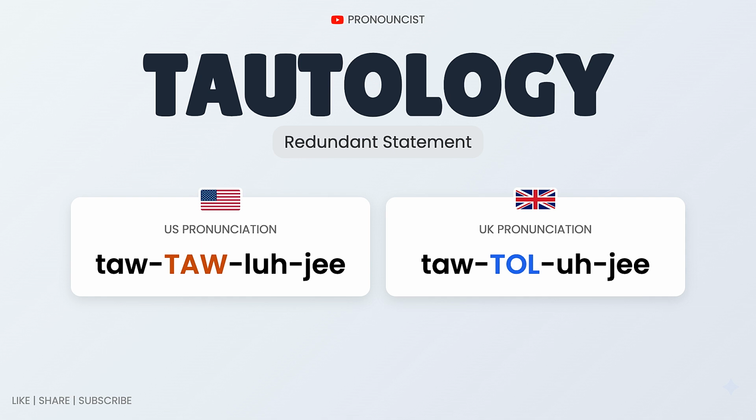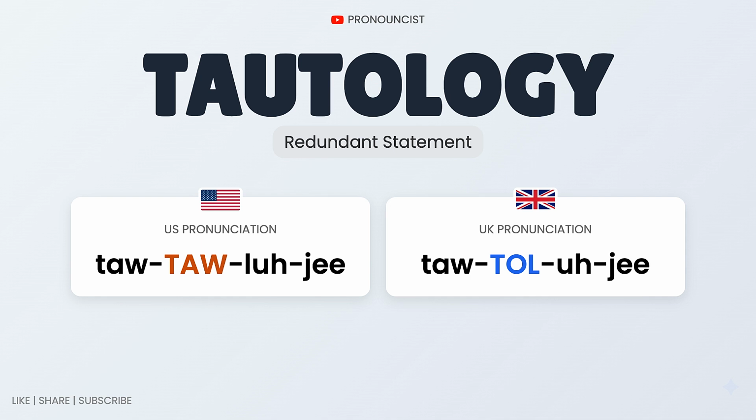Tautology. Now, read the syllables of British pronunciation shown on the screen naturally. Ta. Toll. G. Tautology. Ta. Toll. G. Tautology. U.S. stress ta. UK stress toll. Tautology.